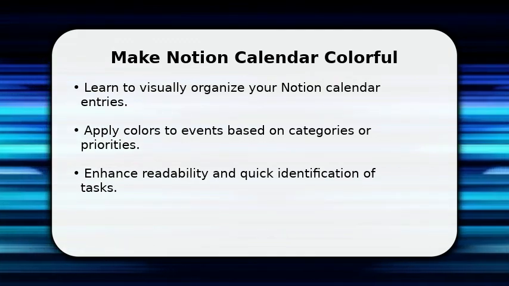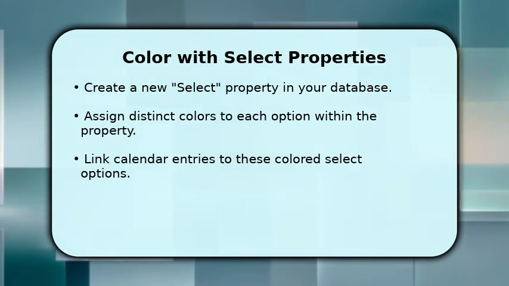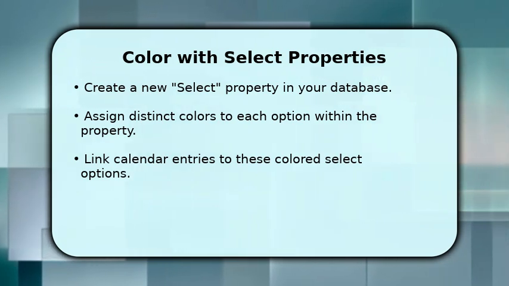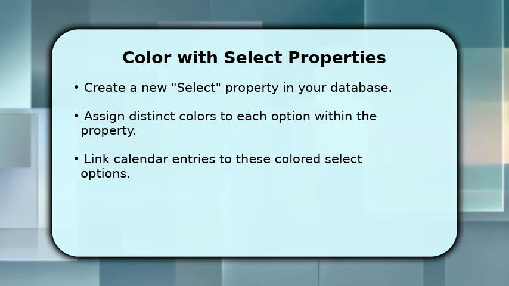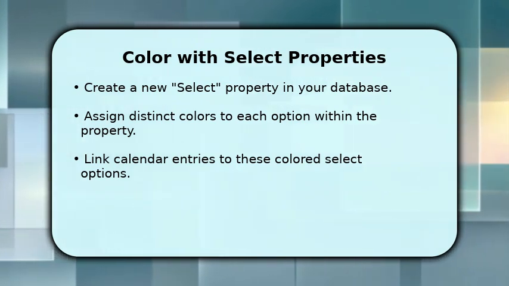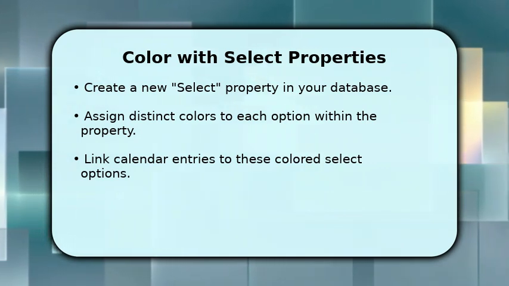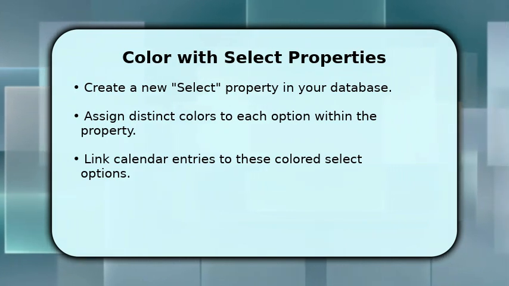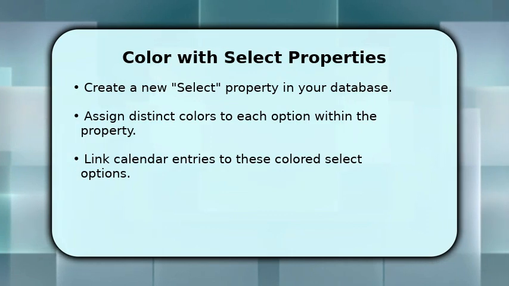Let's get started. The simplest way to add color is by using a select property. First, open your Notion database and add a new property, choosing Select as its type. Then, for each option you create within this property, Notion allows you to pick a unique color. When you assign one of these options to a calendar entry, that entry will automatically display with its corresponding color. This is a fantastic, easy-to-implement method for basic categorization.